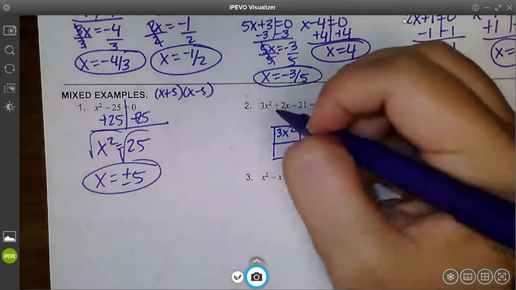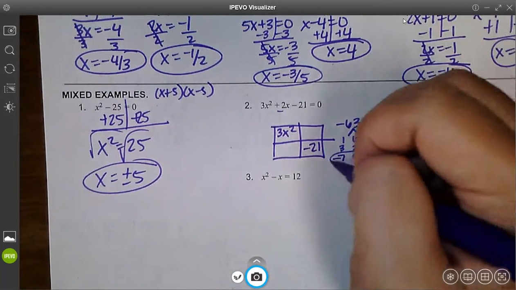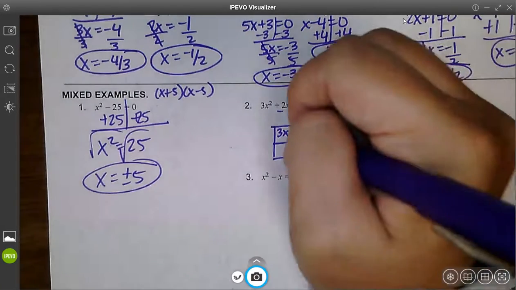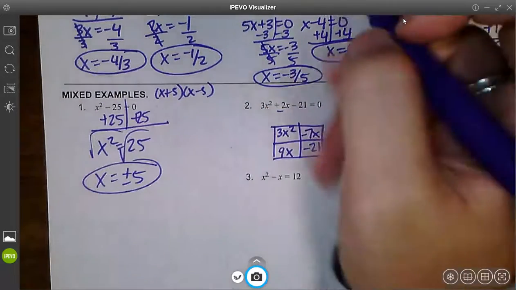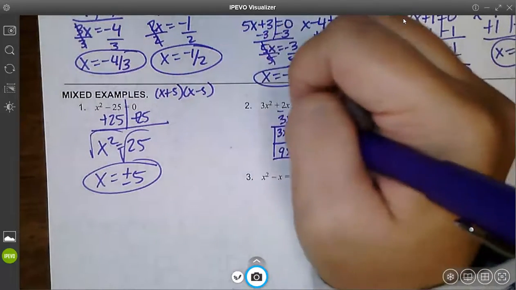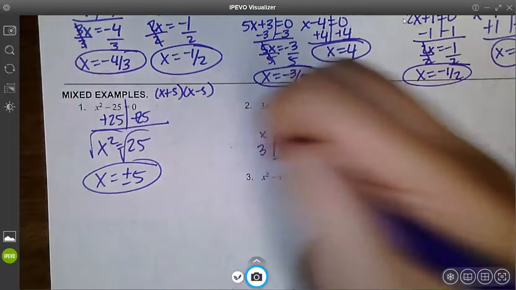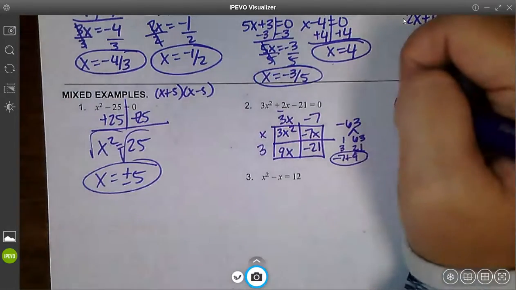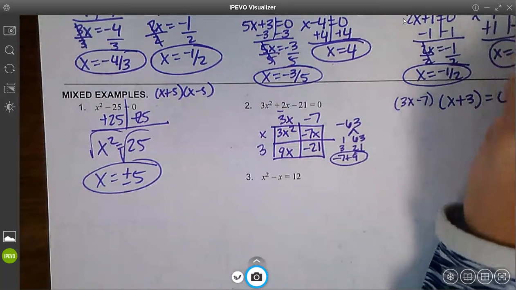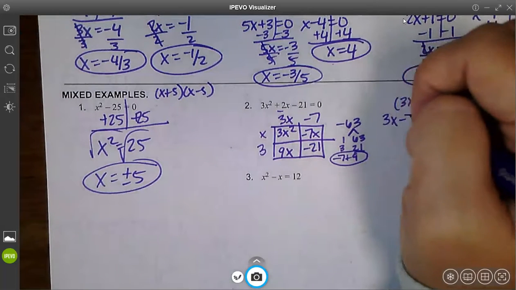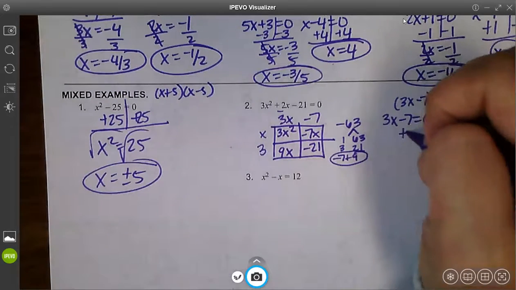To get 2, I'm going to use 7 and 9. I'm going to use positive 9 and -7. So I have -7x in one and 9x in the other. Pulling out my GCF, I have 3x and -7. Here I have just x and 3. So I have 3x minus 7 times x plus 3. Use the zero product property to set each one equal to 0 and solve.